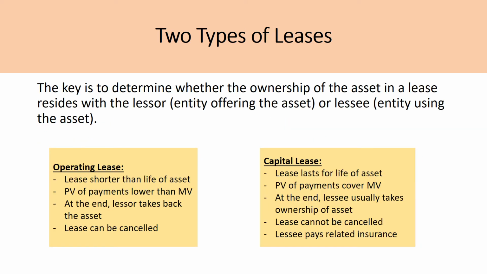Now, the key is to determine whether the ownership of the asset in a lease resides with the lessor, the entity offering the asset, or the lessee, the entity using the asset. So if it is the lessee, then it is considered a capital lease. But if ownership resides with the lessor, the person who offers this lease, then it is an operating lease. And so besides the points that we've already talked about, I think the important one is for a capital lease, the lessee would pay the related insurance for that asset. So a good indicator is if the company is paying related insurance, then it would be considered a capital lease.